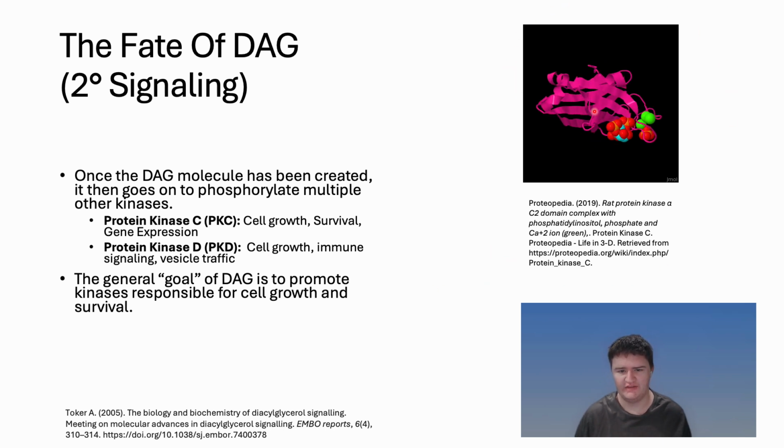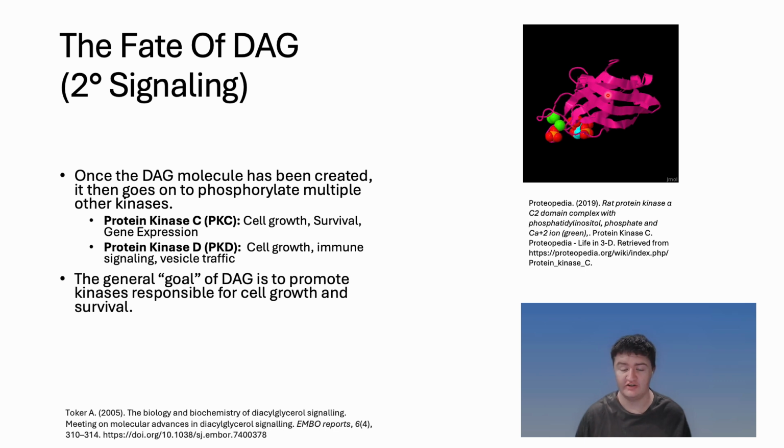So you can kind of see that it has both the alpha helices as well as the beta sheets that help to form its overall tertiary structure.